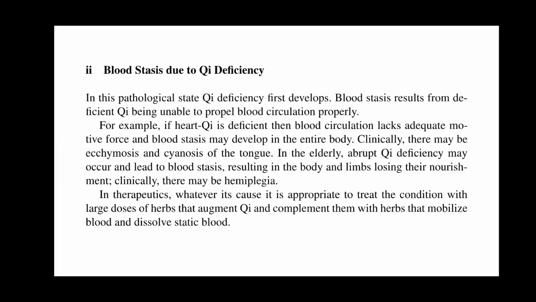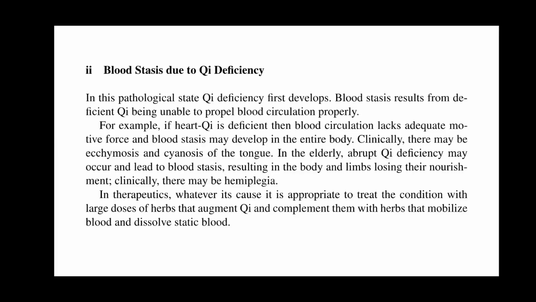Second is blood stasis due to Chi deficiency. In this pathological state, Chi deficiency first develops. Blood stasis results from deficient Chi being unable to propel blood circulation properly. For example, if the heart Chi is deficient, then blood circulation lacks adequate motive force and blood stasis may develop in the entire body. Clinically, there may be ecchymosis and cyanosis of the tongue. In the elderly, abrupt Chi deficiency may occur and lead to blood stasis, resulting in the body and limbs losing their nourishment, and clinically there may be hemiplegia.